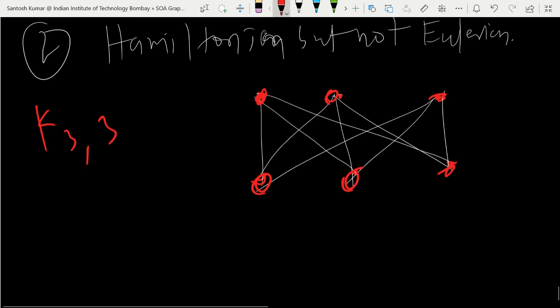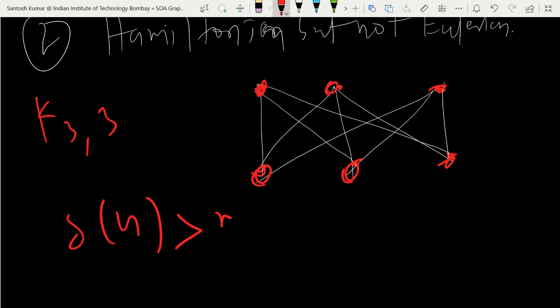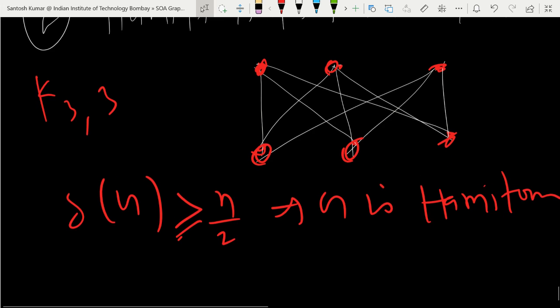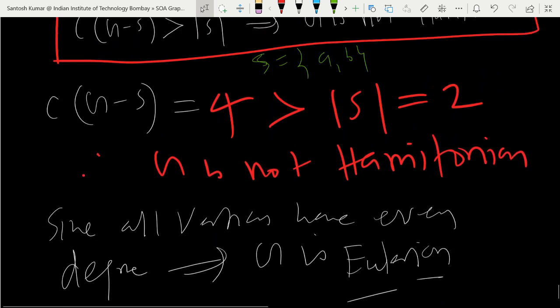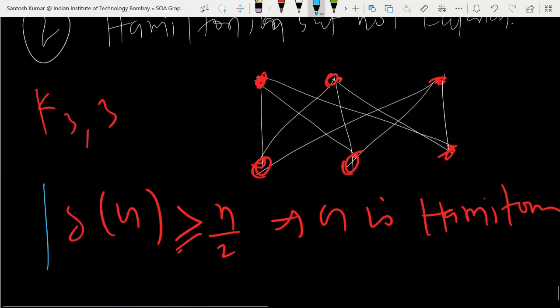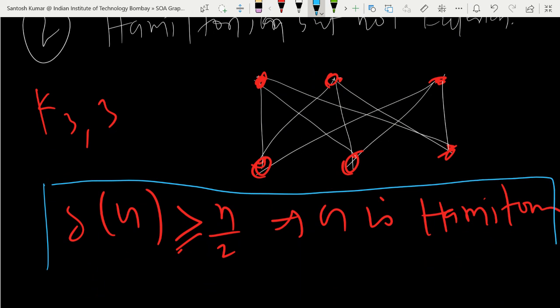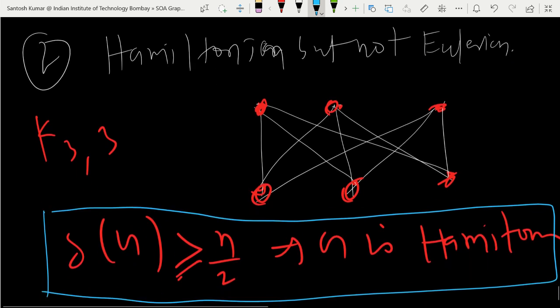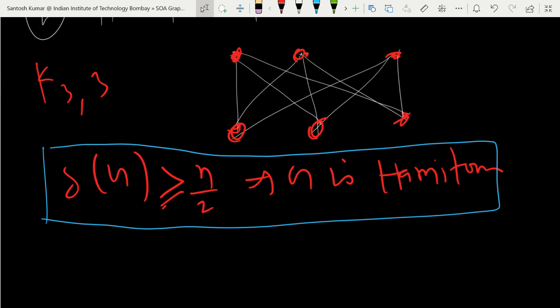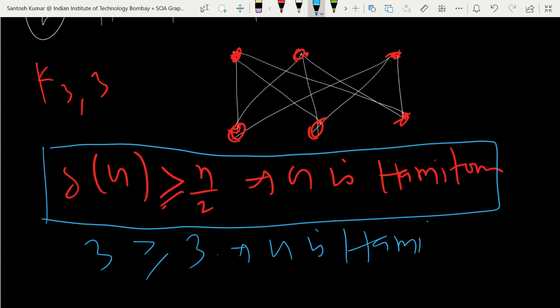So if you want to prove Hamiltonian, you can use this result. You had this: delta of G is more than or equal to n by 2, then G is Hamiltonian. So this is for proving Hamiltonian, and the first one was for proving not Hamiltonian. If you want to prove not Hamiltonian, then you use that. If you want to prove Hamiltonian, then you use this. And if both fail, then you go back to the definition, so you try to search for a path, or cycle, actually a spanning cycle. So you can simply say that delta of G is 3, which is more than or equal to 6 by 2, 3. That's why G is Hamiltonian.